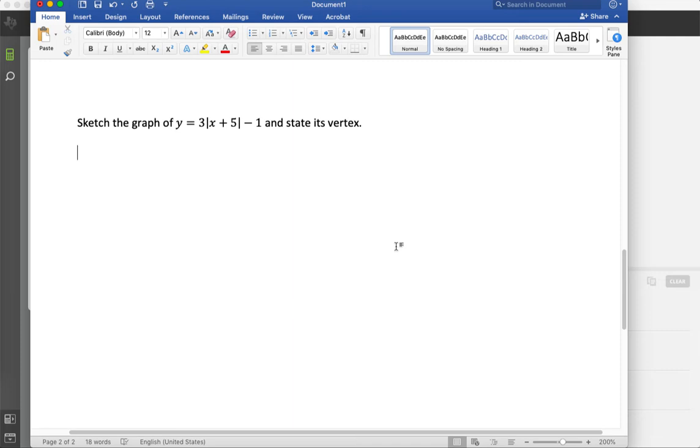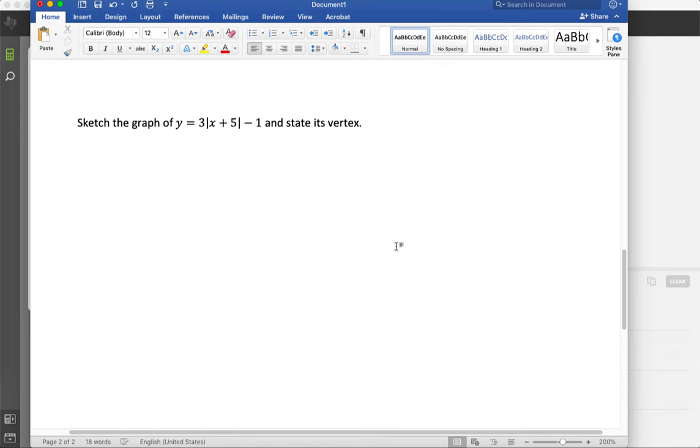Today we're going to learn about graphing absolute value graphs on your TI-84 calculator. And we're going to use this example to learn how to do that. It says sketch the graph of y equals 3 times the absolute value of x plus 5, minus 1, and state its vertex. So we're also going to see how to find the vertex of an absolute value graph on a TI-84.